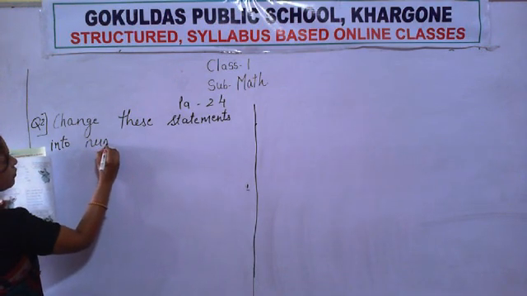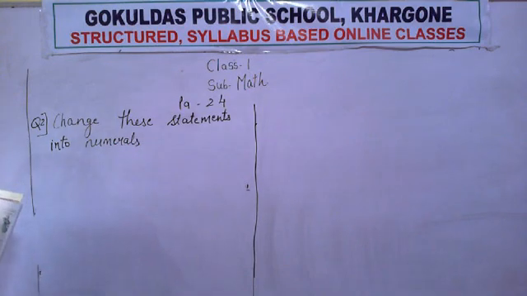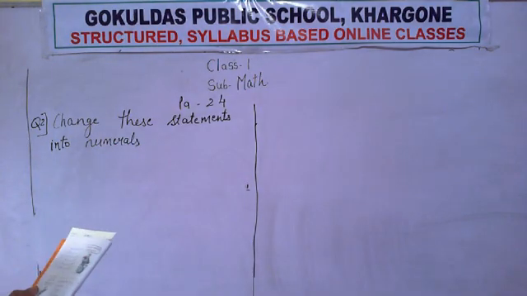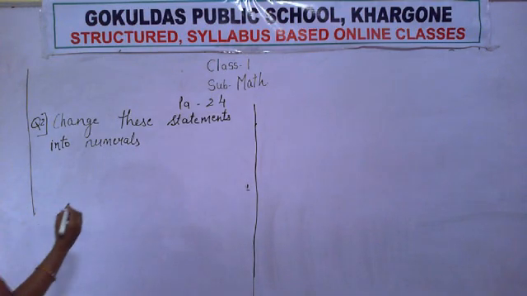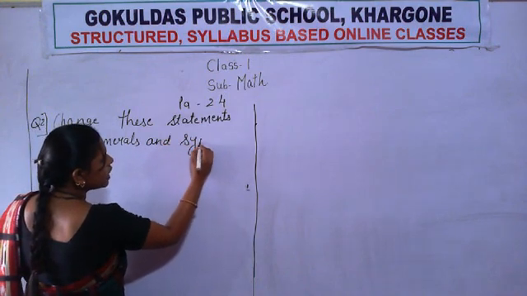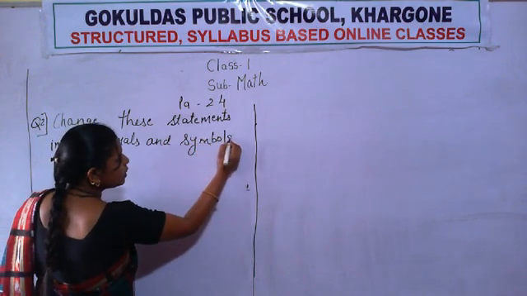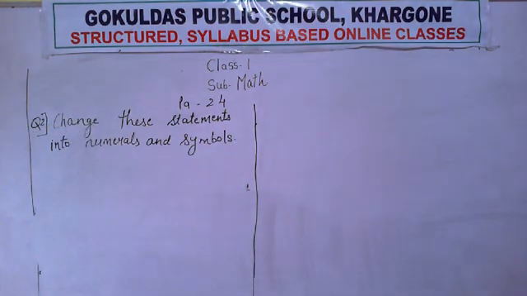Numerals. What is the meaning of numerals? Numerals means numbers. Meaning of numerals is numbers. Okay, so change these statements into numerals and symbols. And what are the symbols here? Here 3 symbols are there: greater than, less than and equal to.